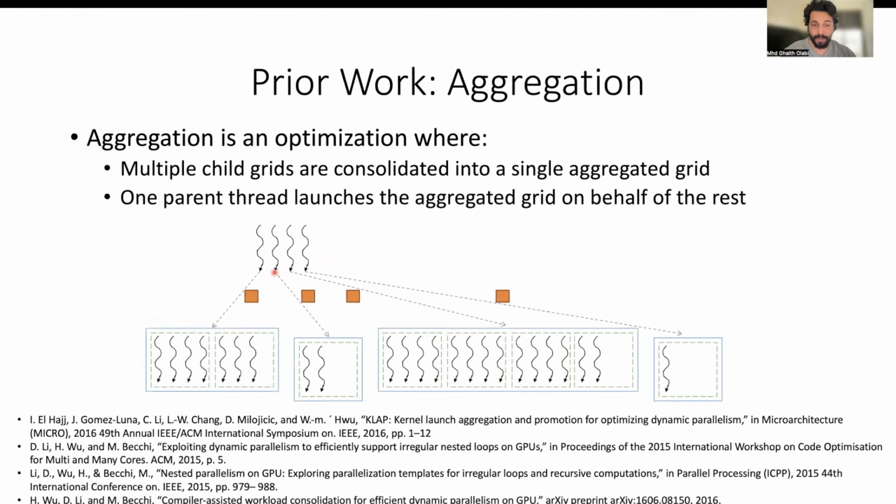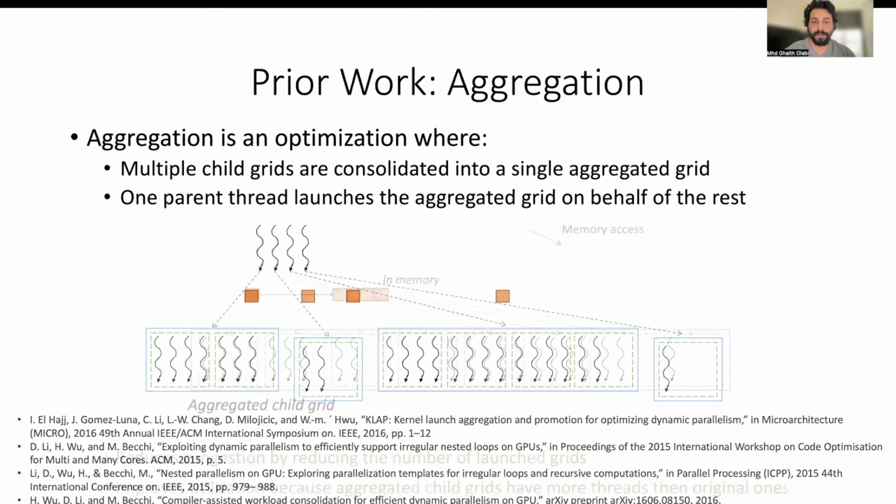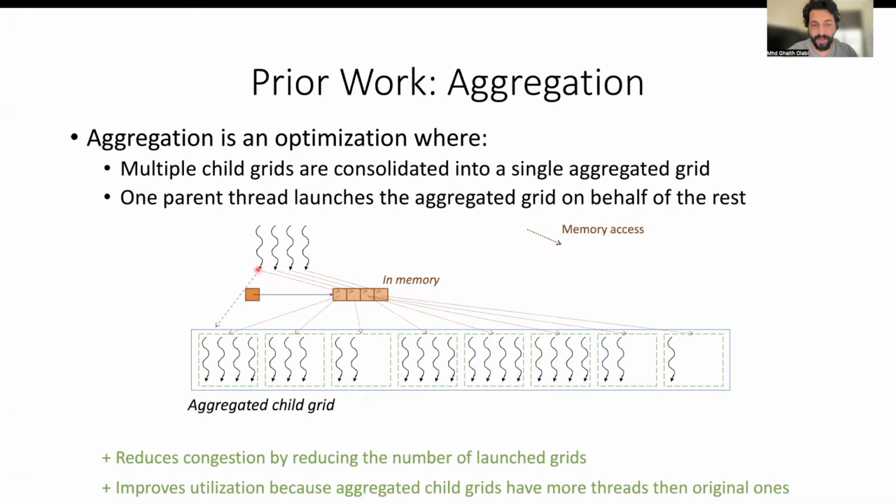Take this example, we can see 4 parent threads. Each one of them discovers some dynamic work and does a launch. So they launch 4 separate grids. We apply aggregation, and now instead of each one of them doing a dynamic launch, they consolidate their work in memory and one parent does one launch.